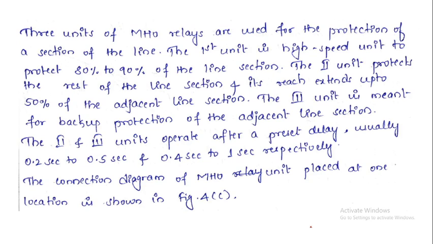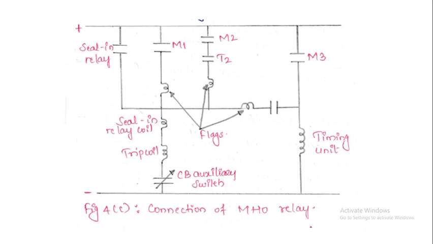The connection diagram of a Mho relay unit placed at one location is shown in the figure. So how we can have the connection diagram of this Mho relay. This is the connection diagram we have for the Mho relay. Here T2 is a timing contact. These are the relays. Here we have a sealing relay coil and the trip coil, and we have a circuit breaker auxiliary switch, and here we have a timing unit, and these are the flags.